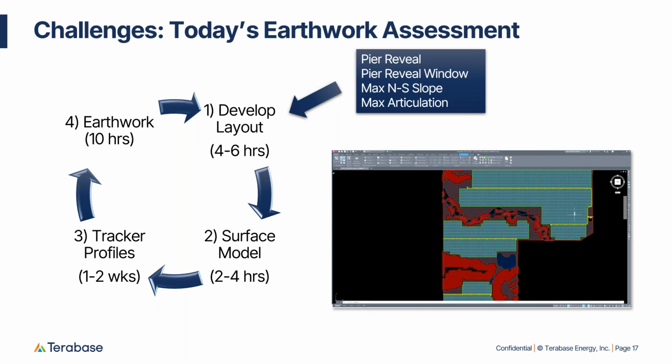So you pick one value for each of those parameters. And then you'll develop a layout, maybe you already have that. You'll develop a surface model, you'll design the tracker profiles, and then you'll do an earthwork assessment. And if you need to compare two scenarios, you'll need to do that again. And that could take on the order of, let's just say, 2 weeks. The tracker profiles are what typically take a lot of the time.